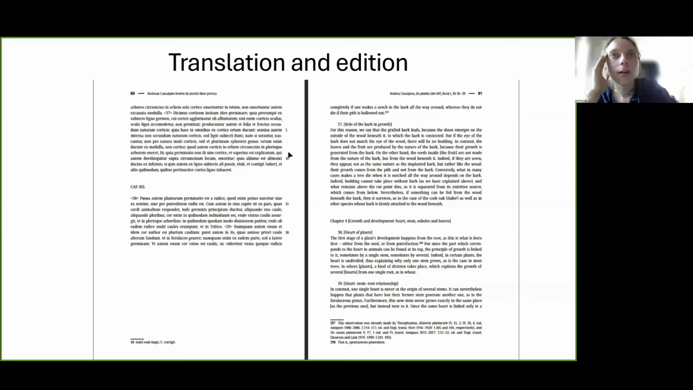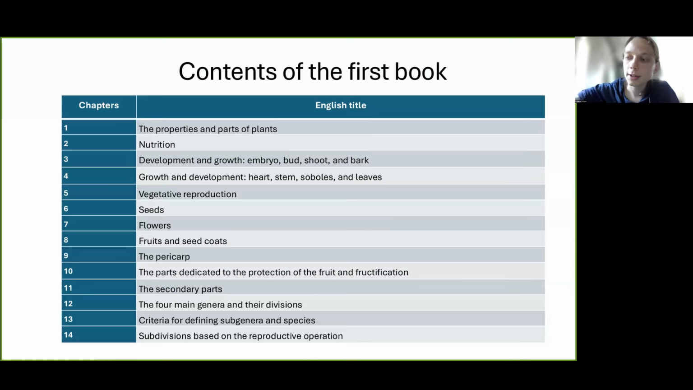Now, concerning the actual content of the first book, the book we have worked on is divided into 14 chapters, offering a general discussion of the nature of plants, their vital functions, and their parts. Each chapter has a specific topic, and all follow in a logical order. The first book can be divided quite clearly into two parts, at least we say so. Chapters 1 to 11 focus on morphology, anatomy, and physiology. They describe the essential operations of plants, while chapters 12 to 14 introduce the classification into genera and species and the methodological principles that are going to be followed in the other 15 books.